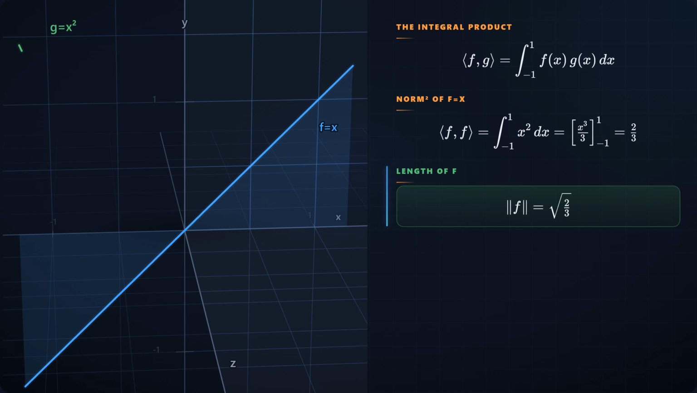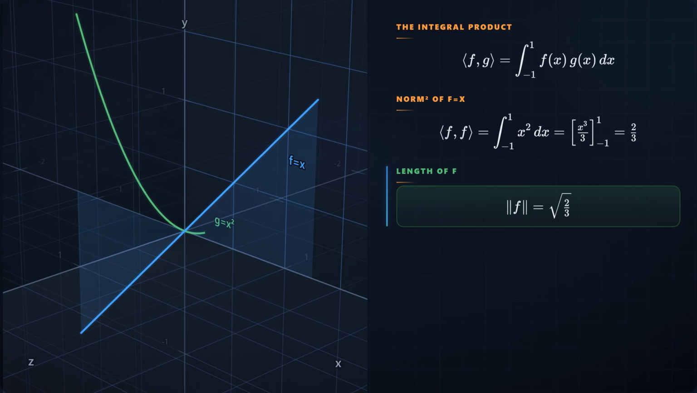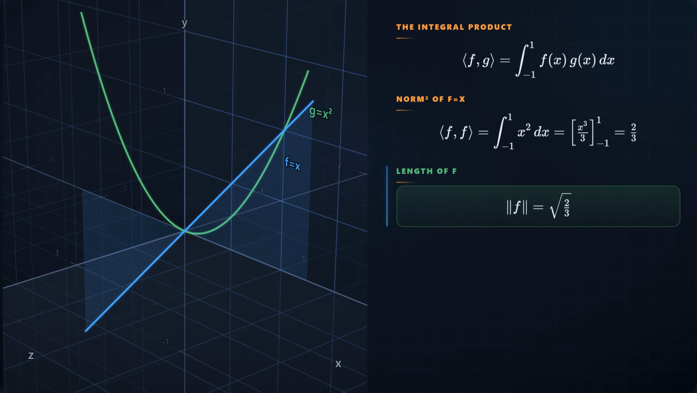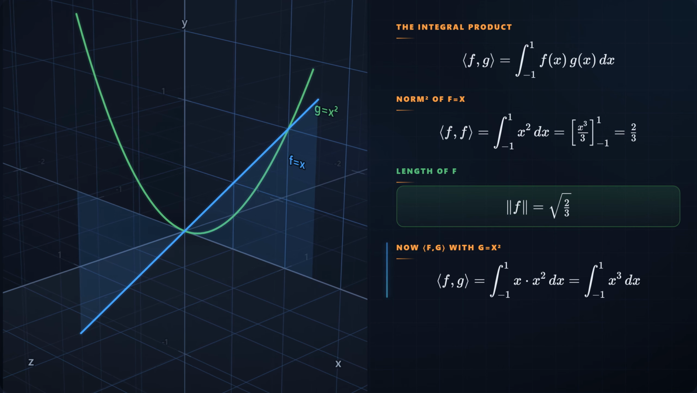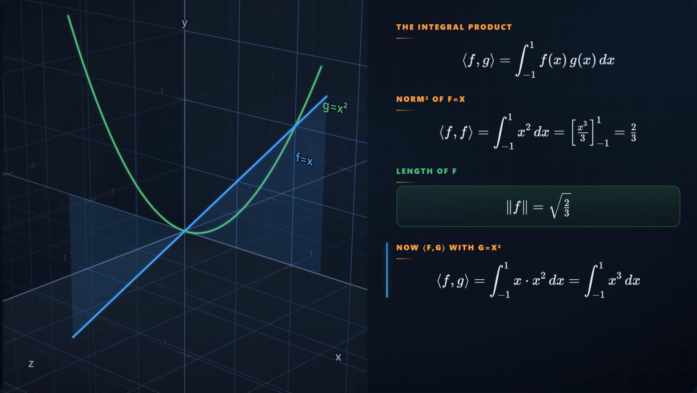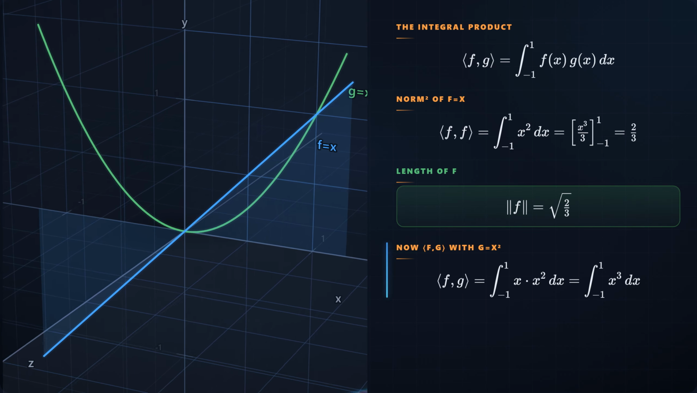The blue shaded region is that function. Its norm packages the area of its square. Now orthogonality. Pair f equals x with g equals x squared. The integral of x times x squared, which is the integral of x cubed.